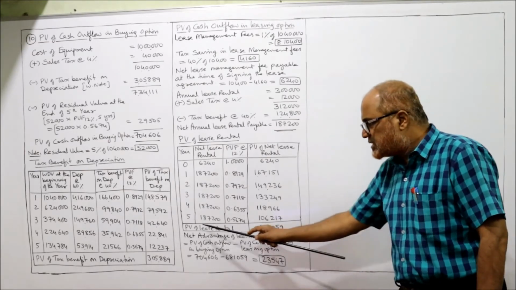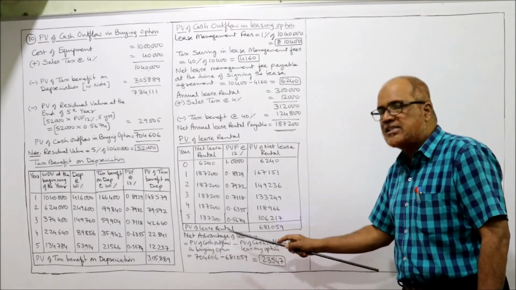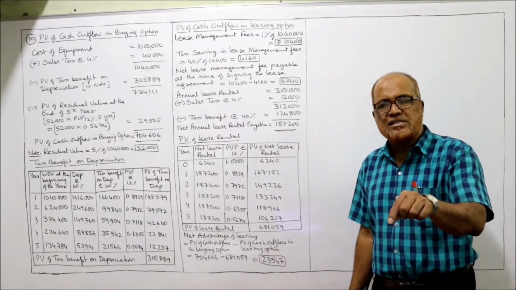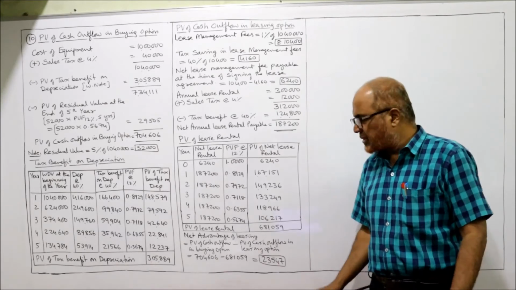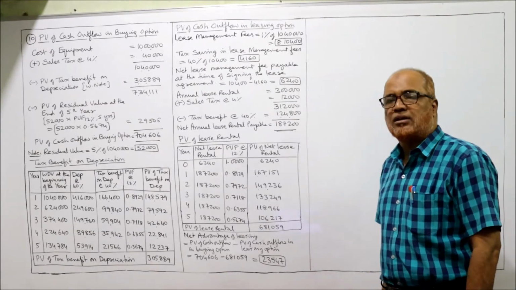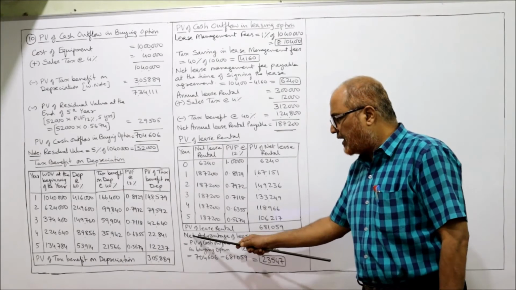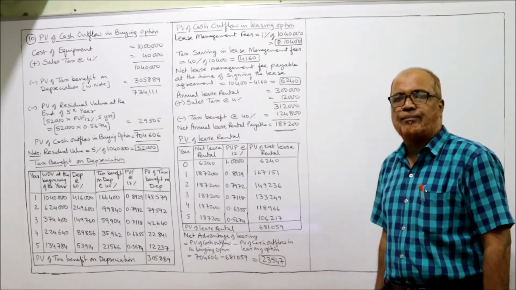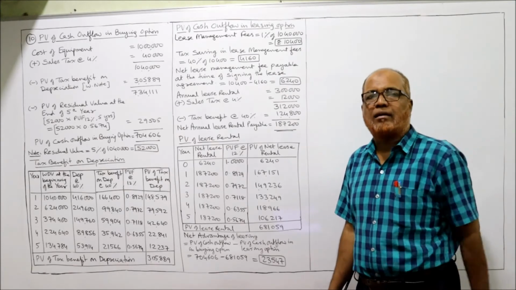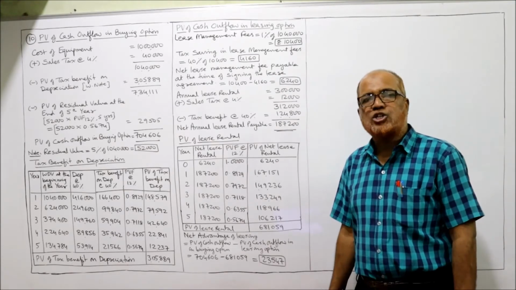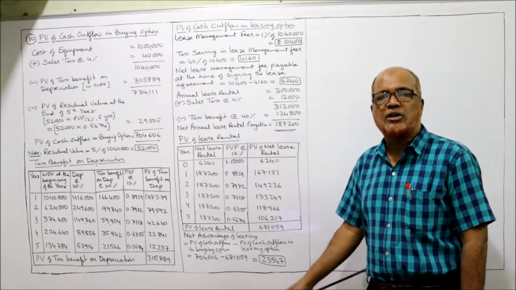6,81,059. This is the present value of lease rentals. The present value of all lease rentals in 5 years comes to 6,81,059. Now I am calculating net advantage of leasing. What is the advantage of leasing? So we compare the buying option cash outflow and leasing option cash outflow.